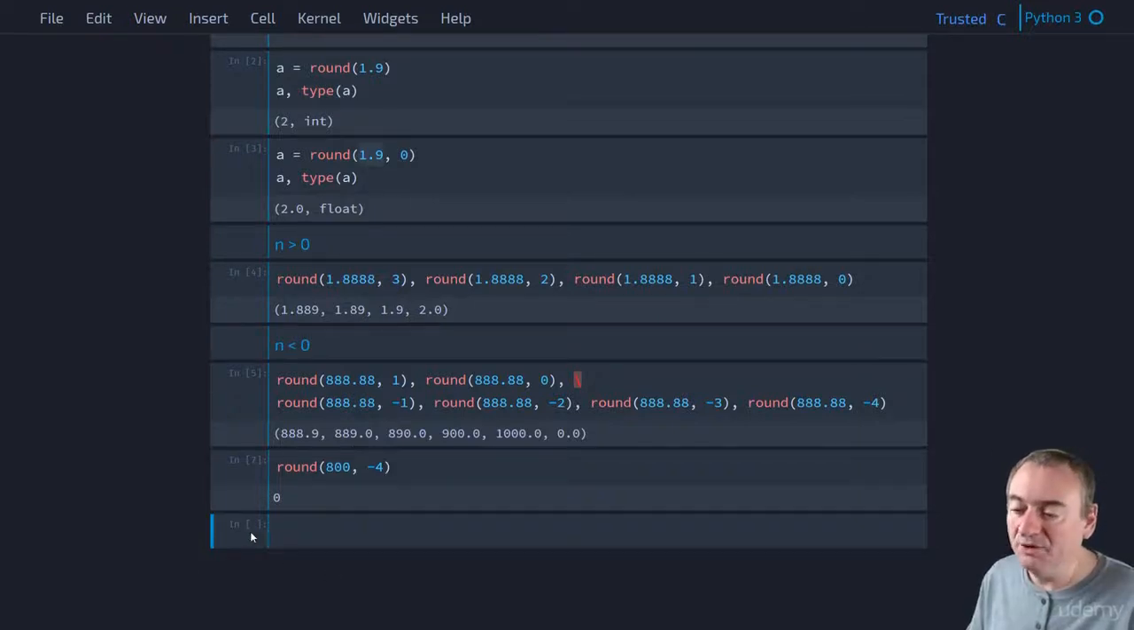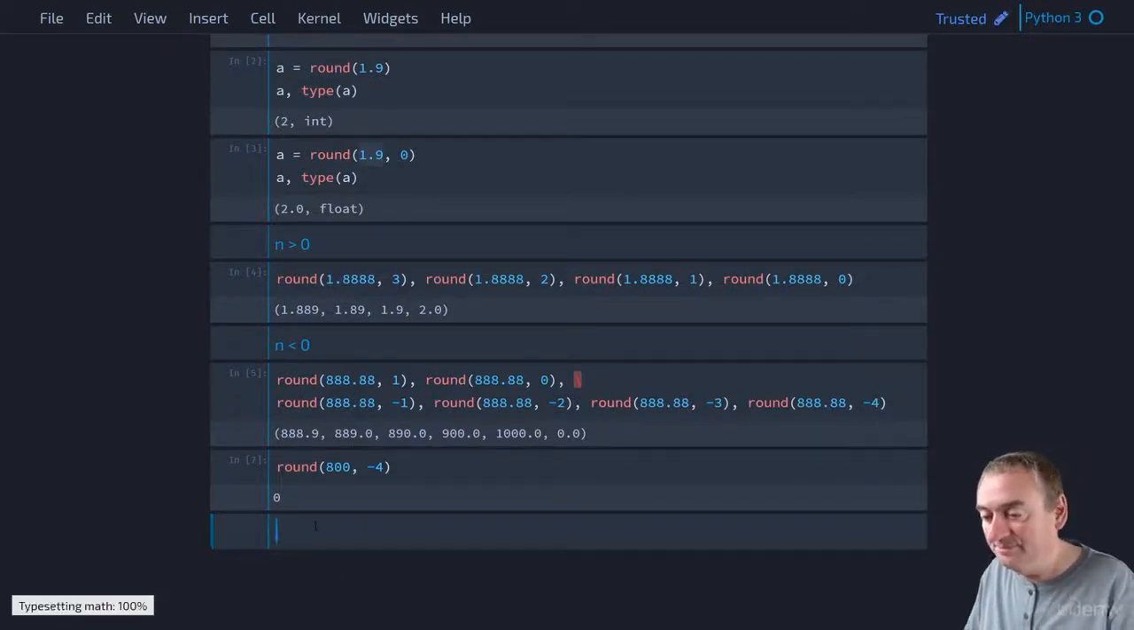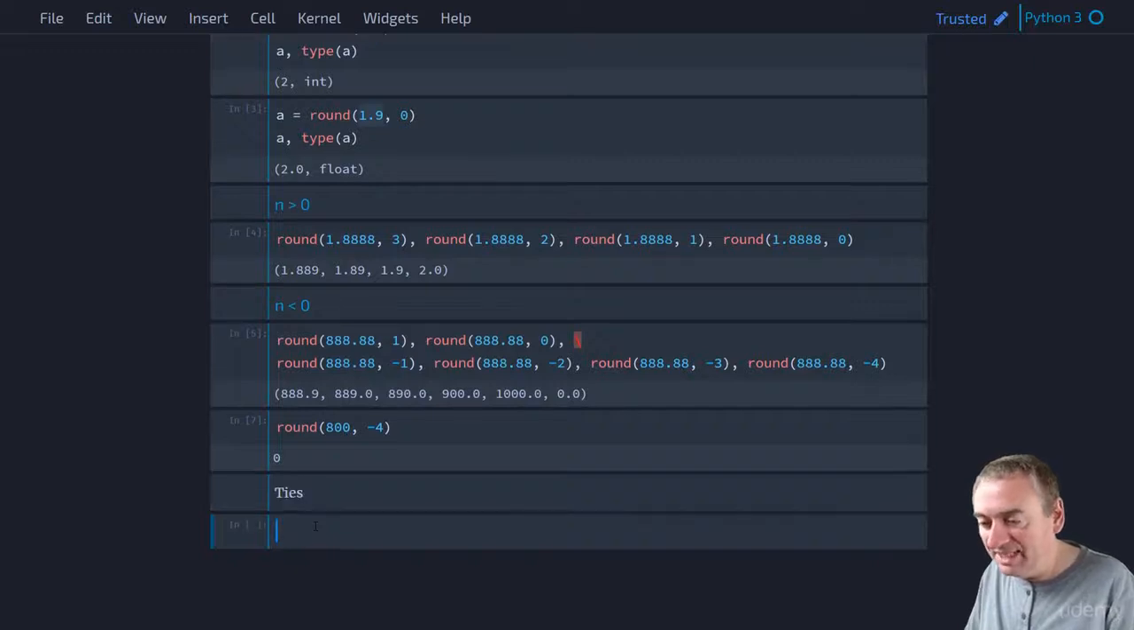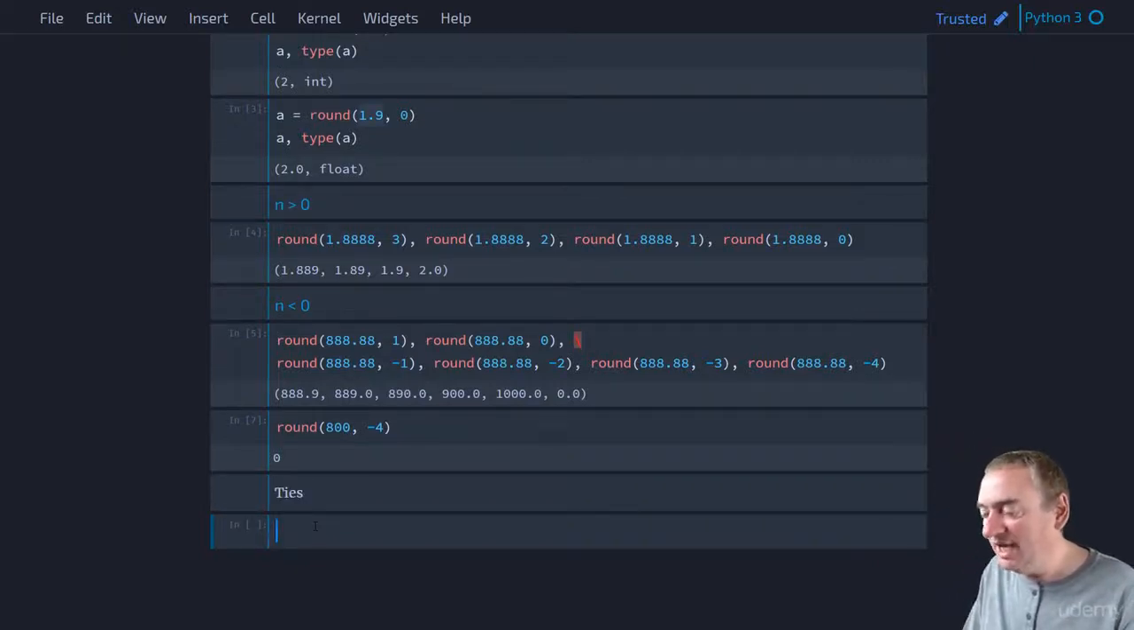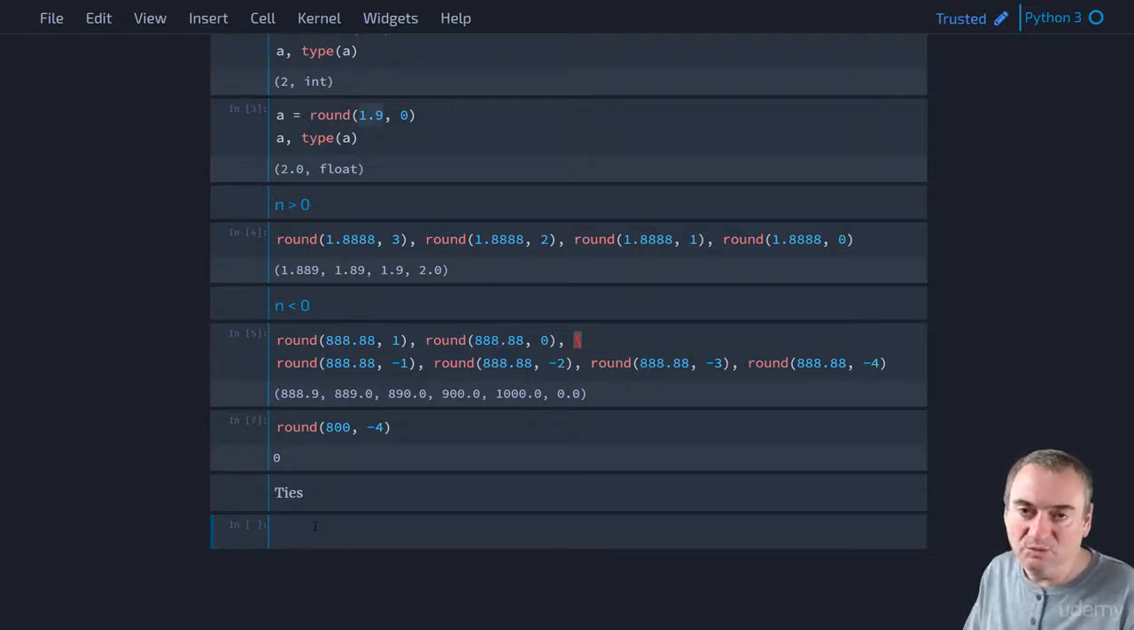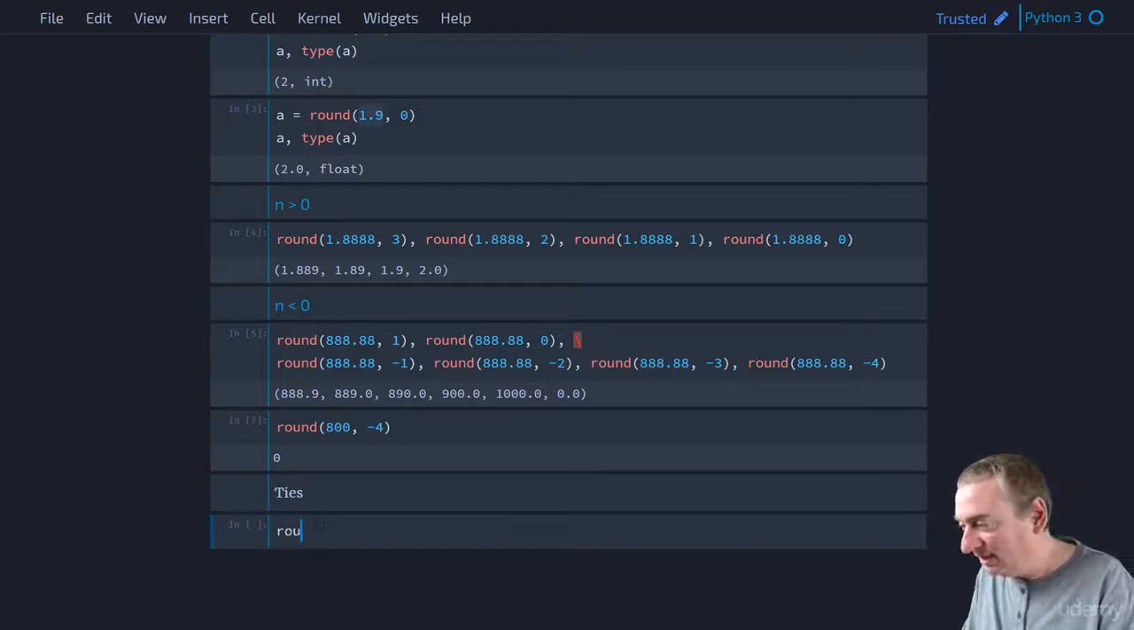Okay, so the next thing I want to talk about are ties. So we really haven't seen that in the code yet. I've purposely left that out. So let's go ahead and take a look at what happens when we have ties when we're rounding. And what I mean by ties is that we're rounding to the closest multiple, remember, of some power of 10, and the two closest multiples are actually equidistant. So we have a tie and we need some rule to do tie breaking.